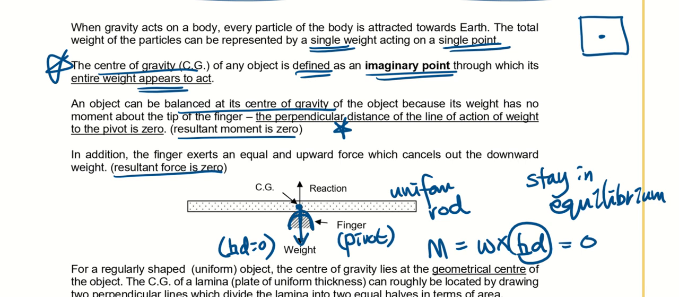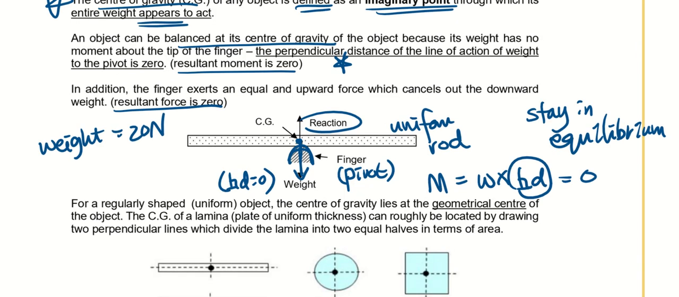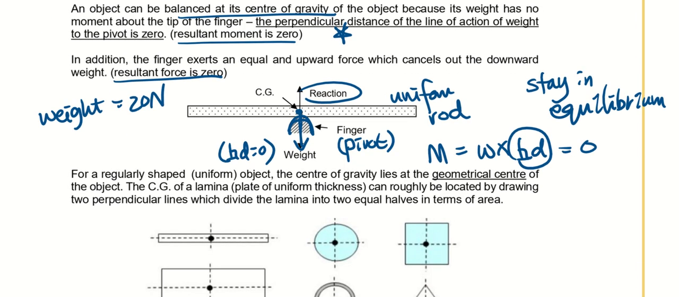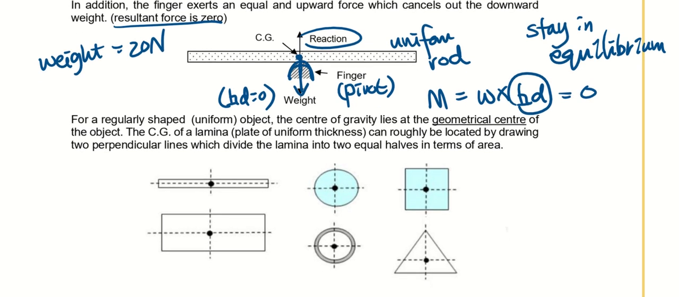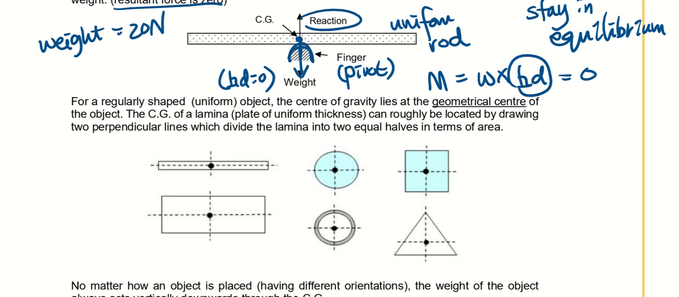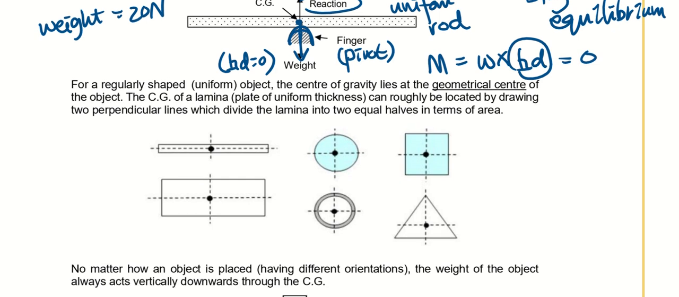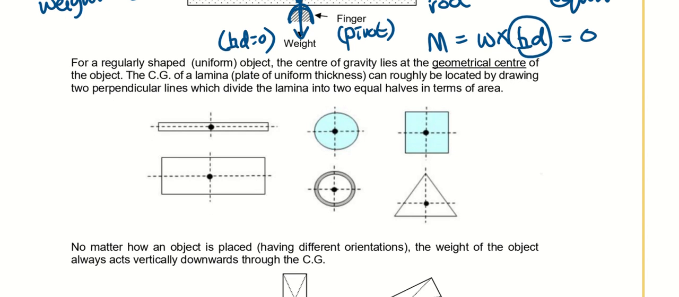However, will it be moving up or down? If the weight is, for example, 20 Newton, how much force do I need to support it? I will need an upward reaction force of 20 Newton. Now, for a regular shape or uniform object, the center of gravity lies at the geometrical center. If you look at all these shapes, you'll find that the center is roughly where the center of gravity is.